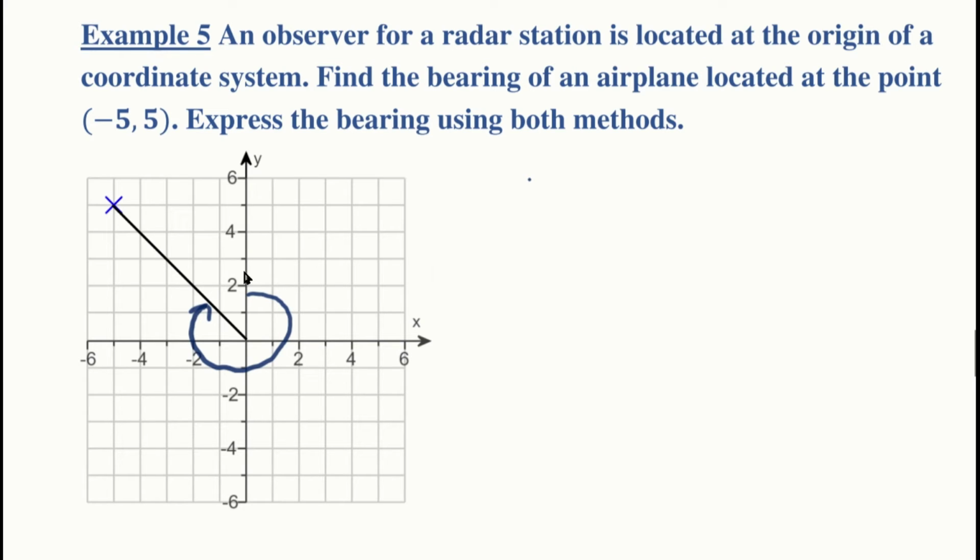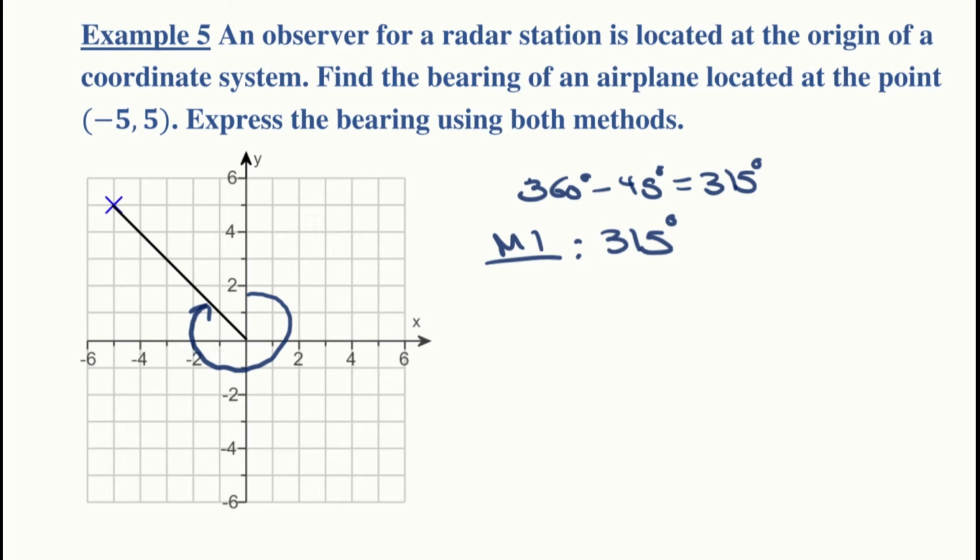That's exactly 45 degrees short, because this is on the line y equals negative x, which makes a 45-degree angle with the y-axis. So basically this is 360 degrees minus 45 degrees, so we get 315 degrees. So for method 1, we just need to say that the bearing is 315 degrees.